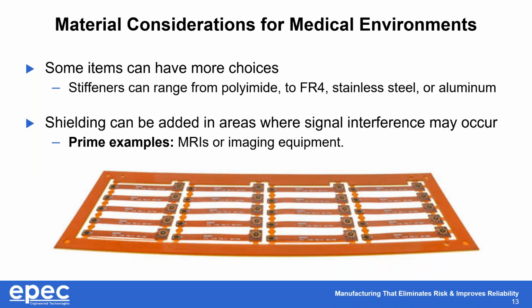And then expanding even higher technology than that, there's shielding, where you can add, like I was saying earlier, shielding layers or shielding films in areas where signal interference may occur. For instance, imaging equipment, MRIs, things of that nature, which we have consulted on before with some customers, where it'll be entering an MRI, it needs to be shielded, it needs to not have any noise to the sensing equipment, and so you have to introduce some sort of shielding into the board in order to prevent that.